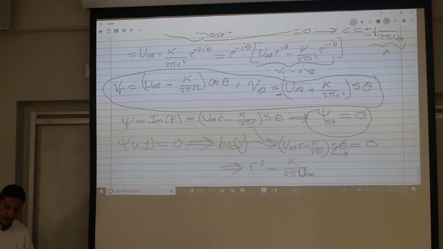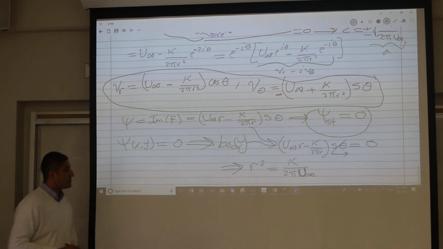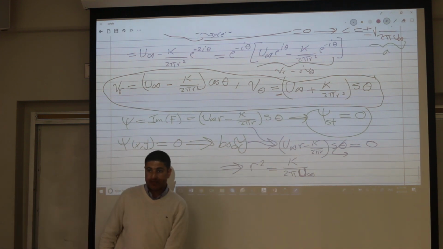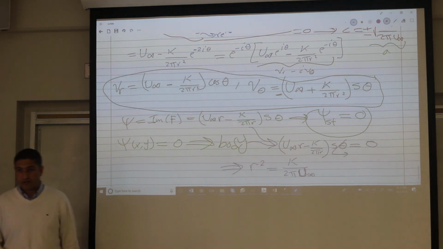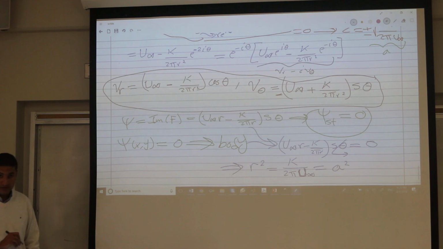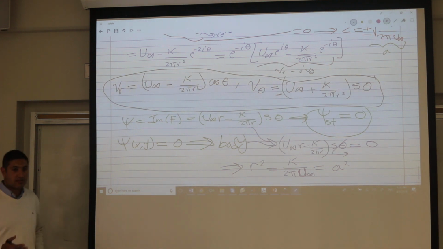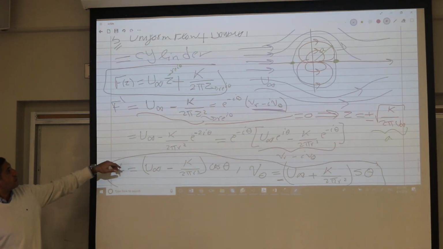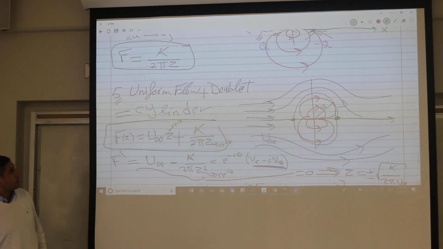What is the equation characterized by a constant radius? It's the circle, and this is its radius. So this is a squared, the radius of the circle. So this proves that the circle is a streamline due to this superposition. Uniform flow plus doublet indeed equals the circular cylinder.